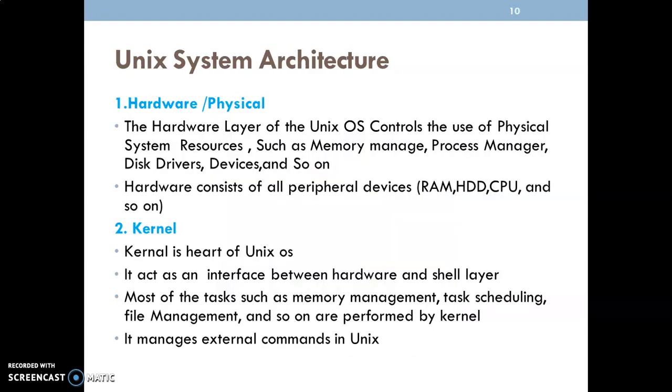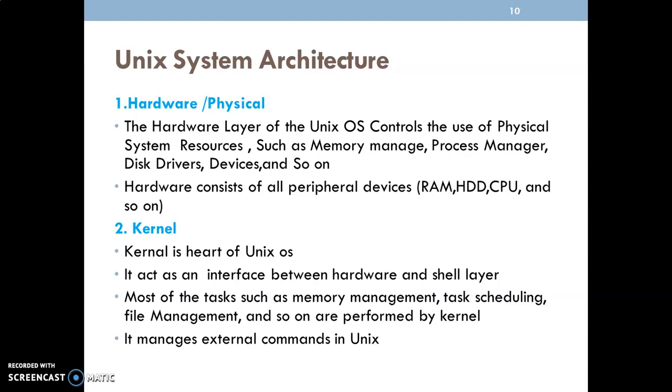First, hardware. What do you mean by hardware or physical device? The hardware layer of the Unix OS controls the use of physical system resources such as memory management, processor manager, disk drivers, devices, and so on. Hardware consists of all the peripheral devices like RAM, hard disk, CPU, and so on. I hope you got the point here. Hardware is nothing but the different devices that we are using as part of the system.